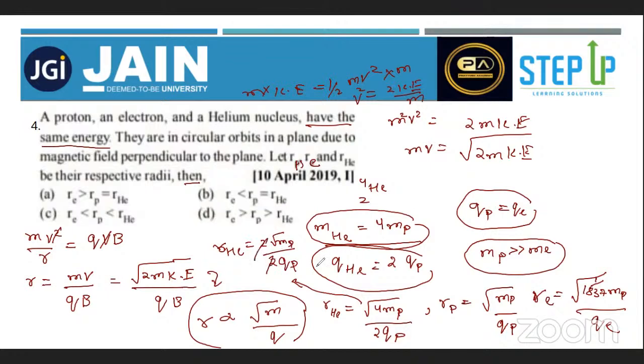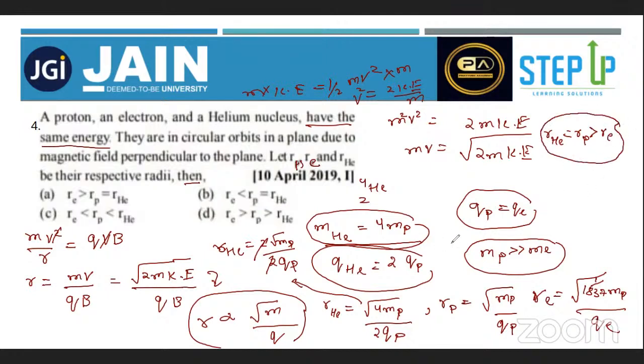This and this get cancelled, so I have root over mp upon qp. Rp is also the same. So I can write that the radius of helium will be equal to the radius of proton, and it will be greater than the radius of the electron. I hope the question is clear.